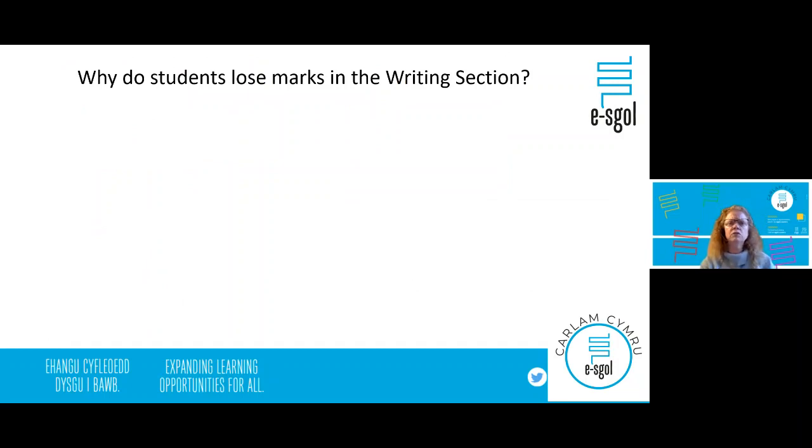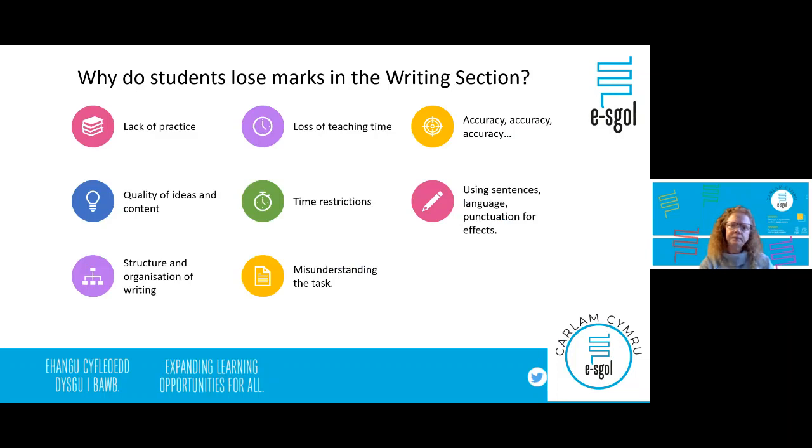Okay, so let's have a think about it. Why do students lose marks in the writing section? Lots and lots of reasons why people lose marks. But what do the exam boards say you need to do? Obviously, if you don't have enough practice, then practicing at home is going to really help you. You can practice your planning, you can practice developing ideas, you can practice sentence structures. You don't have to sit down and write the whole exam paper every single time. You can do lots of little tasks to help you instead. Loss of teaching time is a big one. Try and attend all your lessons, make sure you're doing all your classwork and your homework.